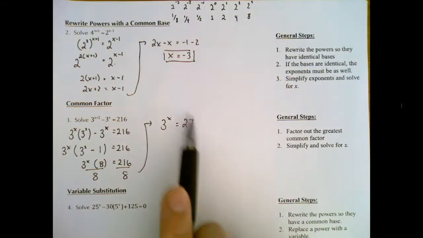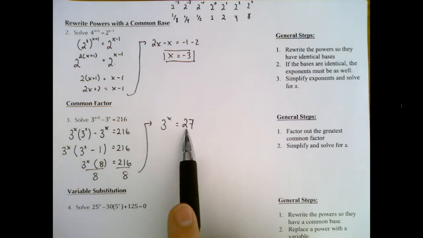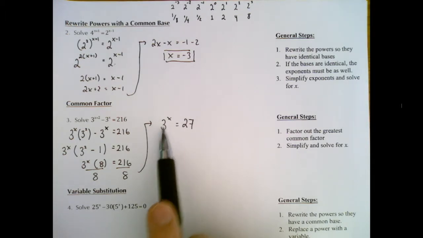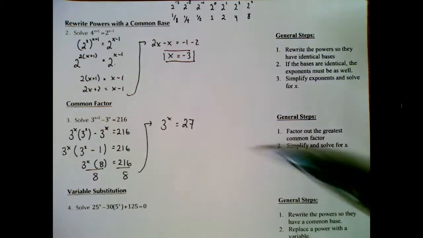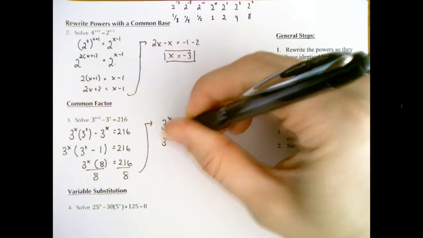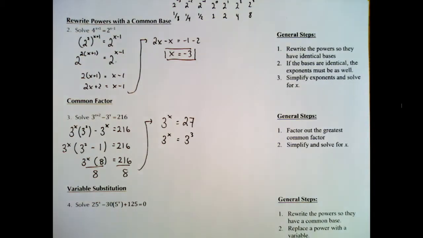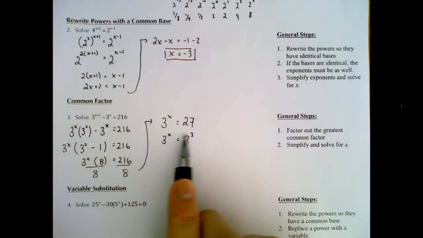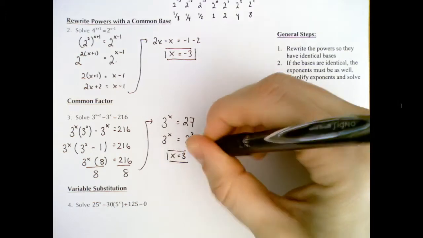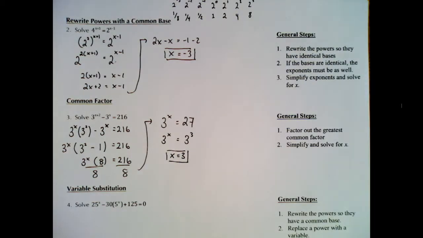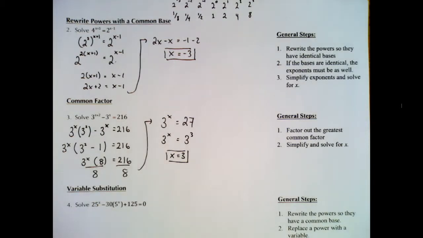And now how do you solve this? Well, you could guess and check, or you could change 27 to have the same base as 3 to the exponent x. So the question is, is there 3 to the exponent something that equals 27? And the answer is, yes there is. 3 to the exponent 3 is 27. And now the bases are the same, so you can set the exponents equal. What happens if you set these exponents equal is you get the answer. x equals 3. And you could go back and check, and you could see, in fact, that if you plug in 3, you get 216.